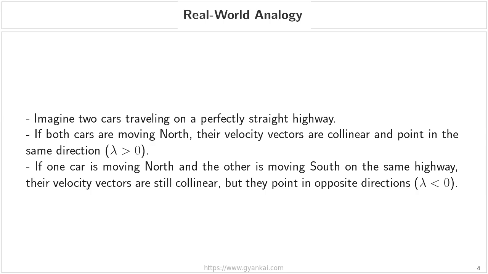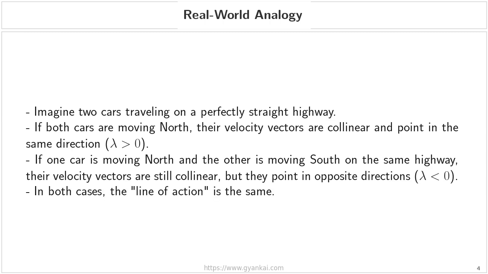Next, consider a different situation. What if one car is moving north and the other is moving south on that same highway? Even though they are heading toward each other, their velocity vectors are still considered collinear because they are still acting along that same straight line of travel. However, because they are heading in opposite directions, our scalar lambda would be less than 0.